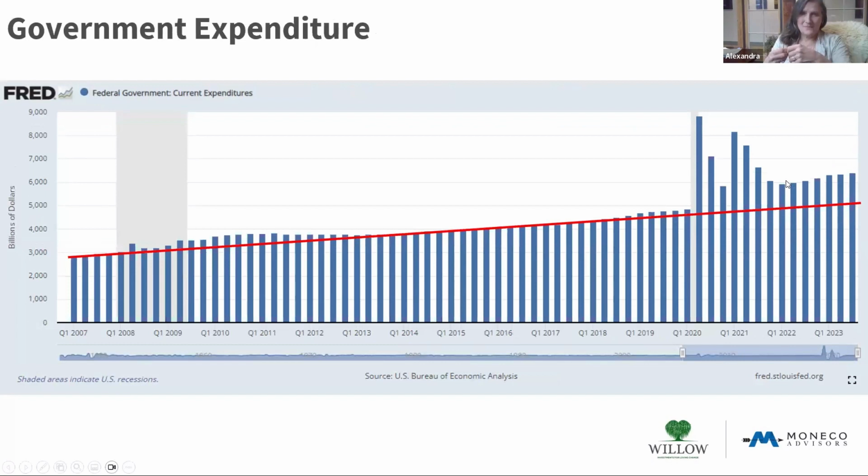Government expenditures, I wanted to throw this slide in. You can see this is really important, right? Yeah, go ahead. You had a great point on this earlier when we were talking. I mean, thank you for pulling this in, Paul.